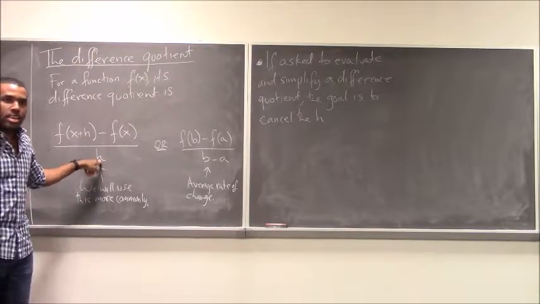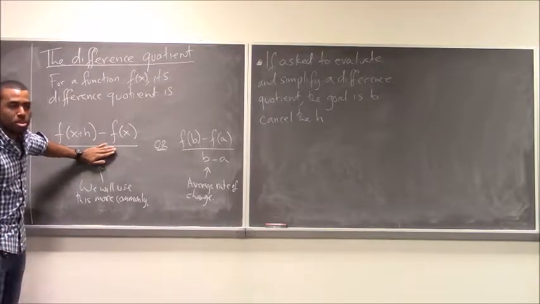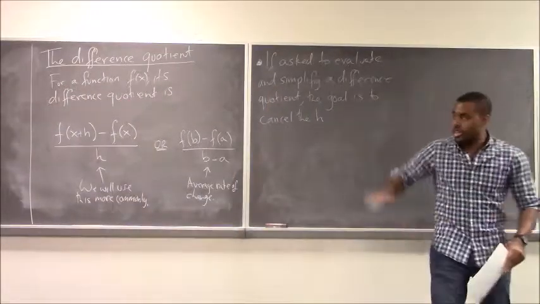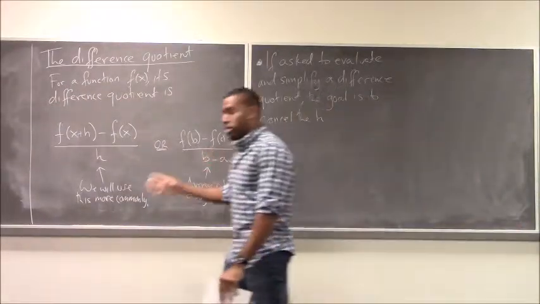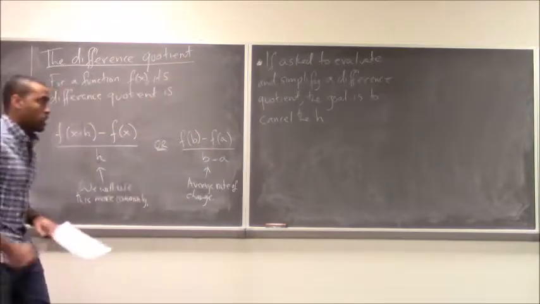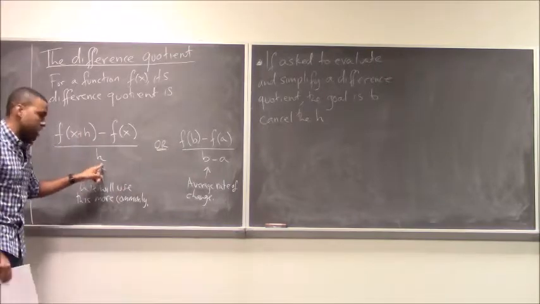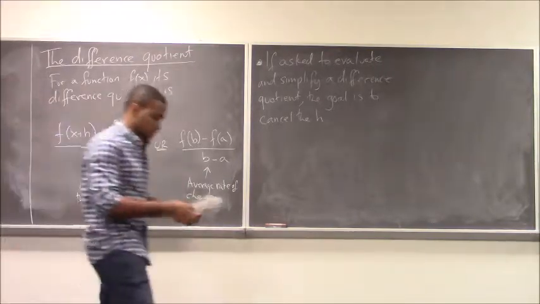And so you simplify it to cancel that so that you can plug in h equals 0. Right? And we'll talk about that later. Don't worry about it for now. Just understand this is an expression. It's a very important expression, and we'll talk about it more. But if you're simplifying this expression, you keep going until you cancel that h that's in the denominator.